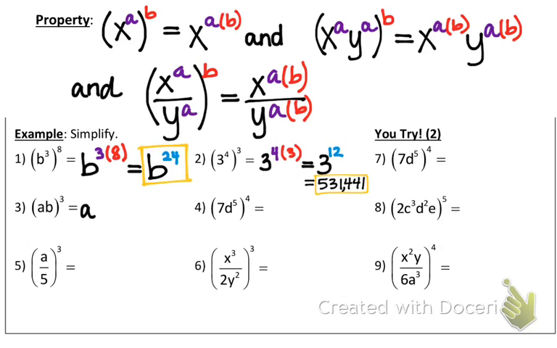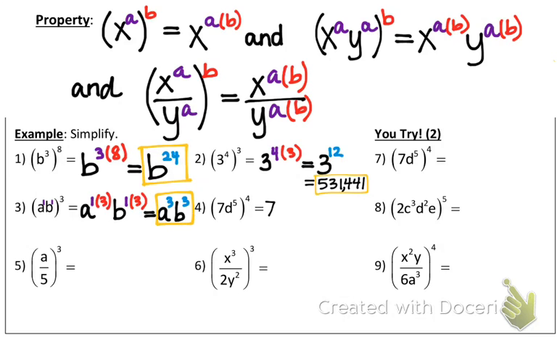In example 3, we have a product of powers, a, b, raised to the third power. So, how are we going to multiply when the a or the b aren't being raised to a power necessarily? Well, they are being raised to a power. It's just one that we don't see, 1. So, a to the first power times 3 times b to the first power times 3 becomes a cubed, b cubed.